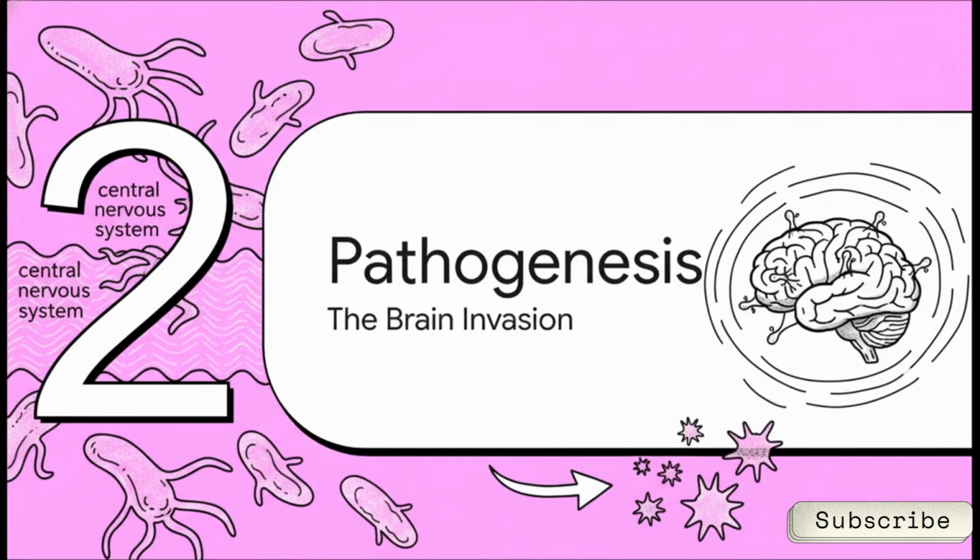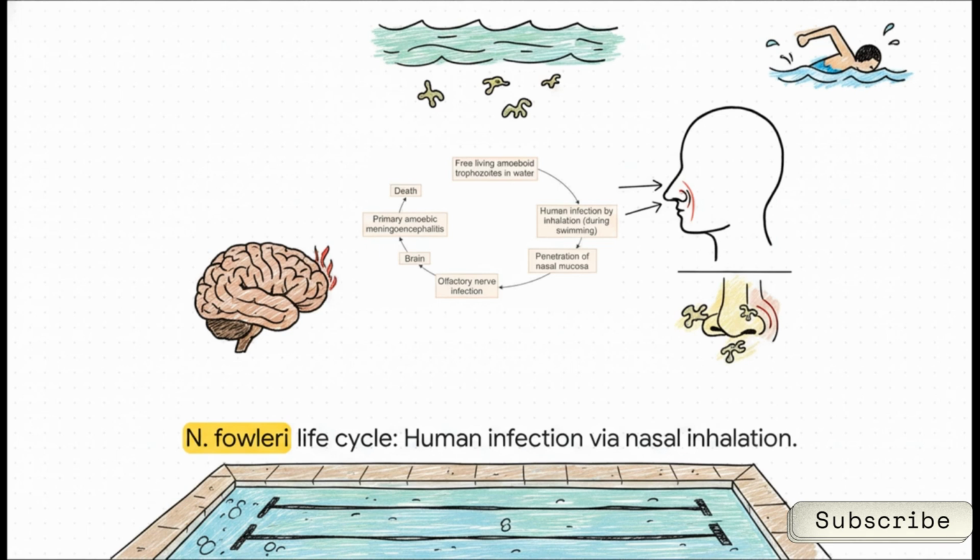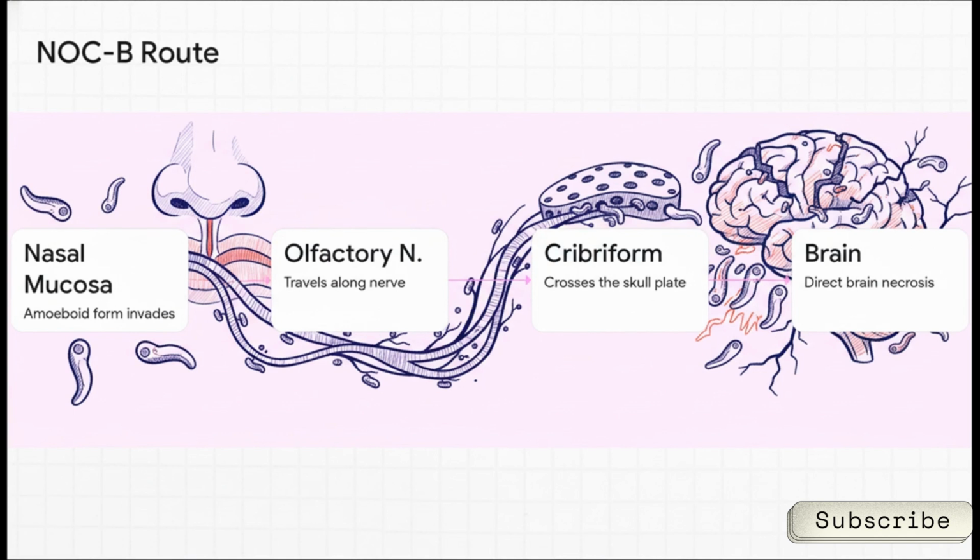Okay, Section 2, Pathogenesis, the brain invasion. How do these things actually breach the heavily guarded central nervous system? As you can see here, Naegleria's entire life cycle revolves around water. Human infection usually happens when these free-living amoeboid trophozoites are hanging out in warm, fresh water. Think lakes or maybe a poorly chlorinated swimming pool. If a person is swimming or diving, that contaminated water gets forcefully inhaled right up into the nasal cavity. So once it's up the nose, how on earth does it reach the brain?